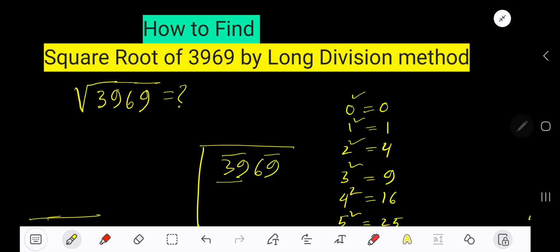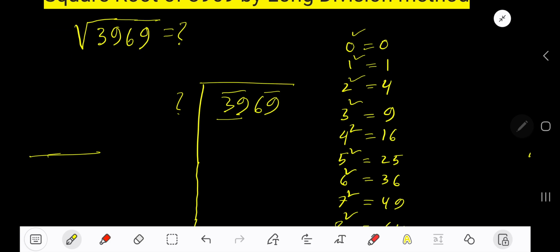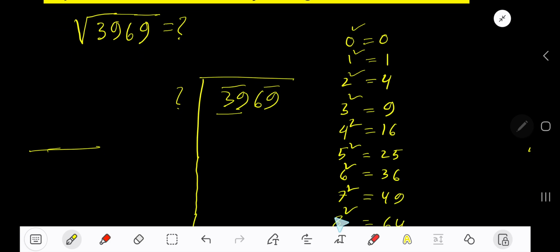Now work on this pair. Take here a number whose square will be equal to 39 or nearest to 39. So if you take 7, 7 squared equals 49, which is greater than 39. So 6 will be correct. 6 squared equals 36, which is nearest to 39.